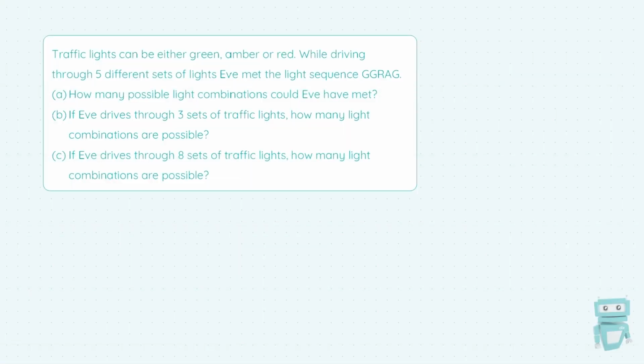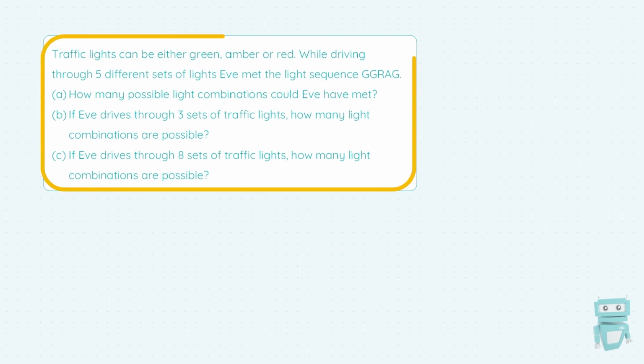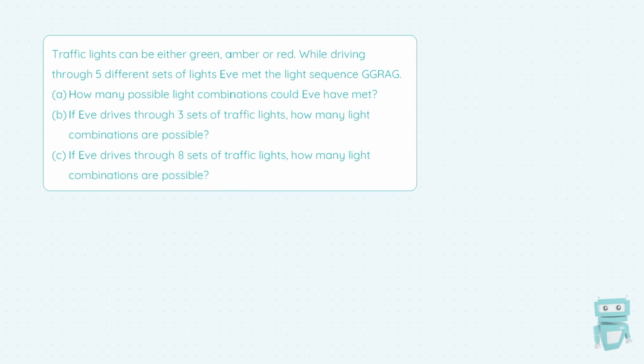Last up, we're talking about traffic lights. So we're saying traffic lights can be either green, amber or red. While driving through 5 different sets of lights, Eve met the light sequence green, green, red, amber, green. So G for green, R for red and A for amber. Part A says how many possible light combinations could Eve have met?